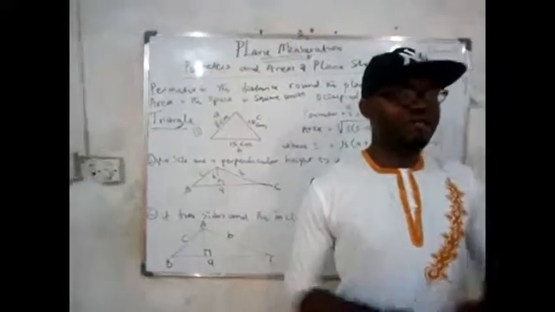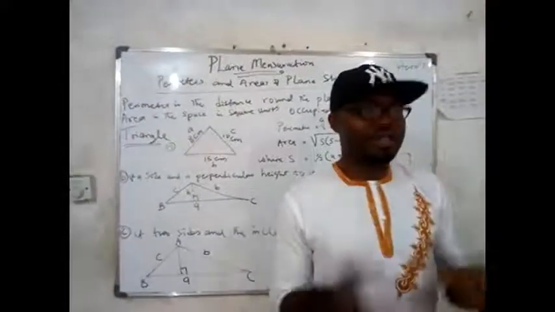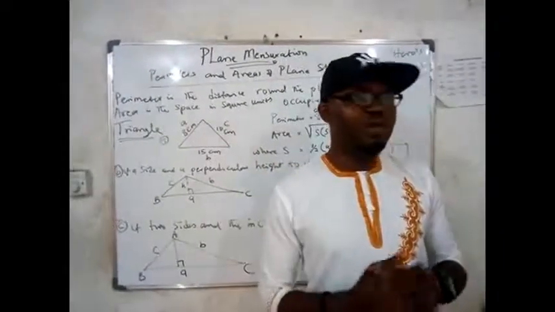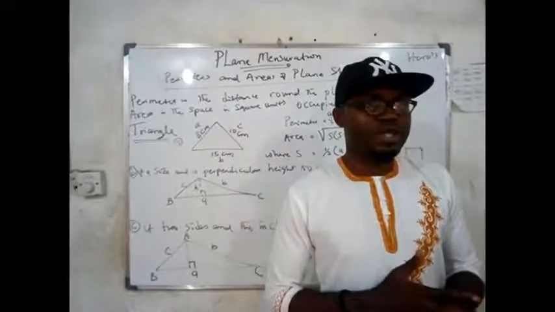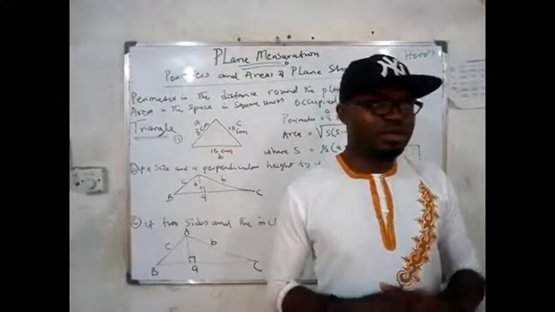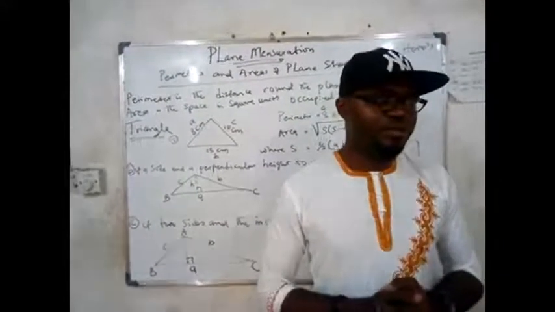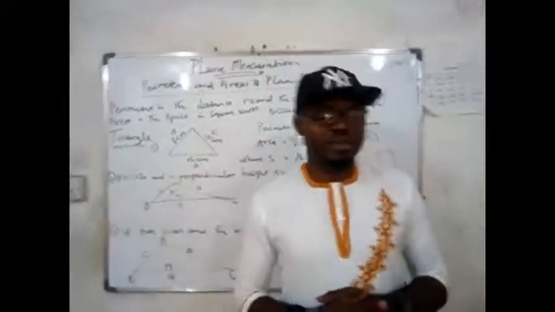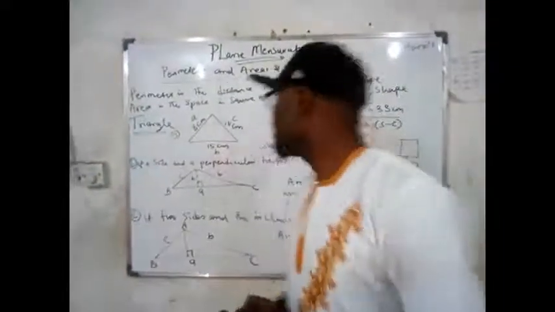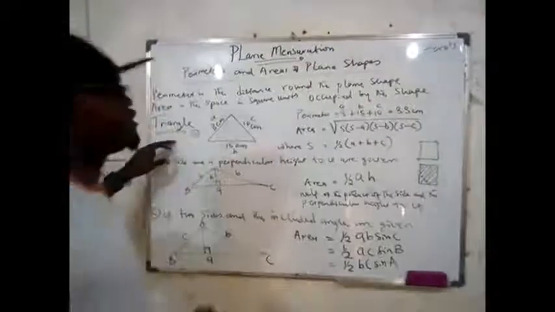Or you can say determining the circumference of a circle. Is that clear? Perimeter or area of plane shapes. And we know what plane shapes are, isn't it? The shapes that don't have depth. Examples are triangle, trapezium, parallelogram, square, rectangle. So today we're going to be starting with that of a triangle.